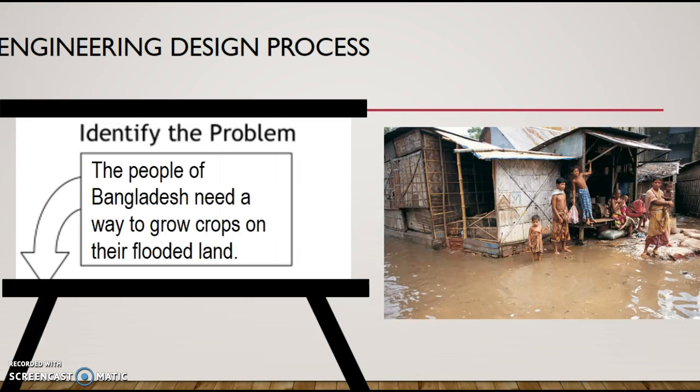Alright, so step 1 is to identify the problem. So my problem is that the people of Bangladesh need a way to grow crops on their flooded land. And there you can see an actual picture of a family in Bangladesh after the monsoon season or during it, and their land is completely flooded and they obviously are unable to grow crops.